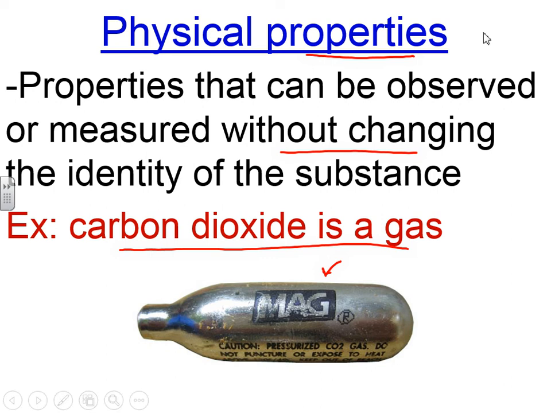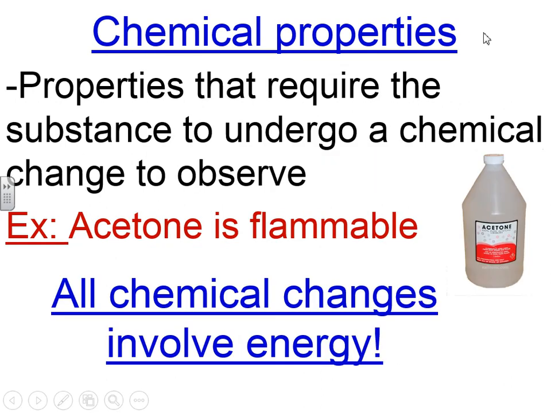Whereas a chemical property is a property that you're observing and requires the substance to undergo a chemical change. So anytime you say something is flammable, for example, acetone, which is in this big bottle, can be easily purchased at your local hardware store. And if you check, acetone will ignite. Now, as you're checking whether it ignites or not, you're changing acetone into a different chemical. So this property is a chemical property because you're changing it into something different as you're observing it.